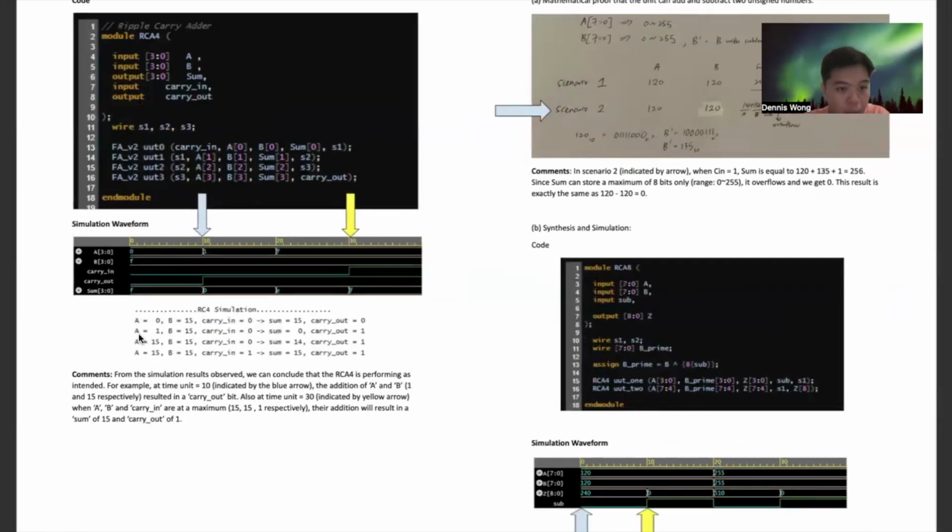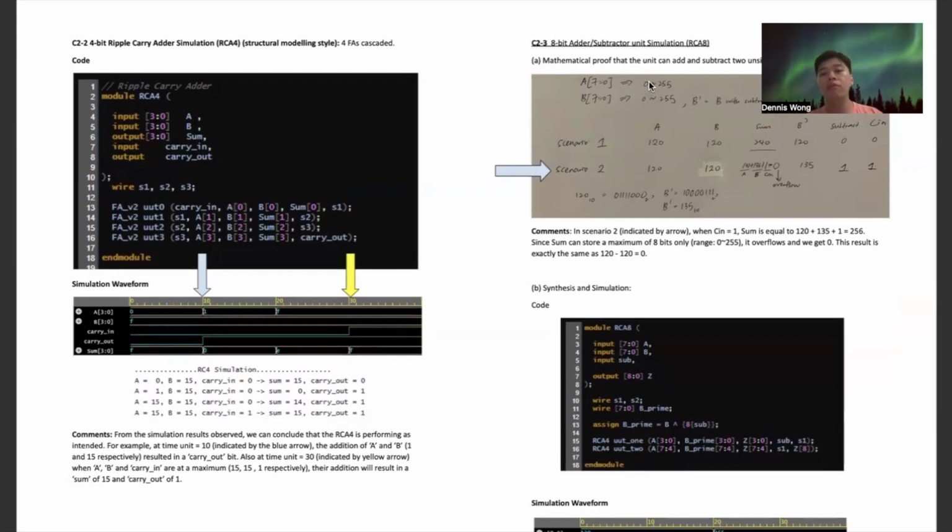For example, in the second simulation here, input A is 1 and input B is 15. 1 + 15 equals 16. But note that we are dealing with a 4-bit output, so the maximum is 15. Because 1 + 15 equals 16, it overflows and we get a carry out of 1. So this is the behavior.